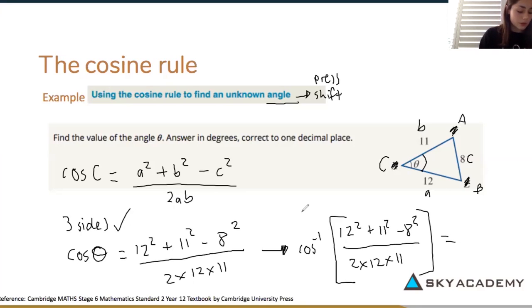So we're going to go ahead and do that, and we get 12 squared plus 11 squared minus 8 squared, over 2 times 12 times 11. And when you do that, you should get a value of 40.4 to 1 decimal place.